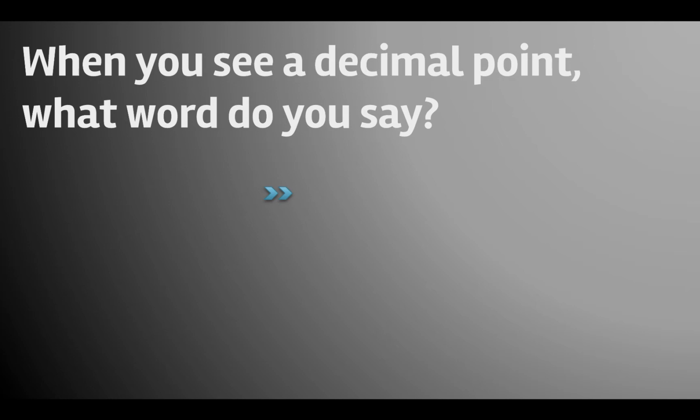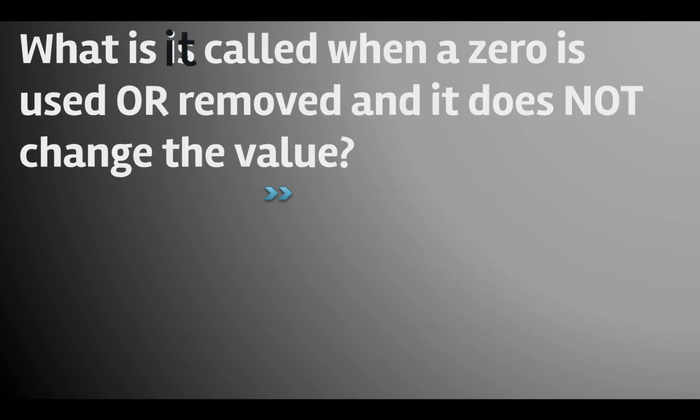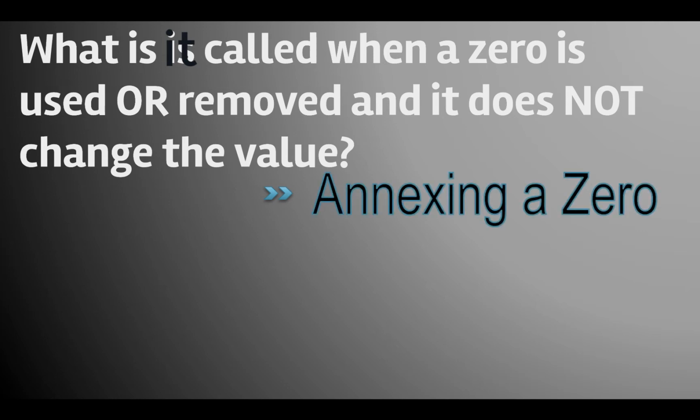When you see a decimal point, what word do you say? And. Whenever I'm dealing with decimals, money is a really helpful thing for my brain. So I would read this as $5.10. So remember that decimal point, we say the word and. What is it called when a zero is used or removed and it does not change the value? Annexing a zero, or an annexed zero, is another way to say that.